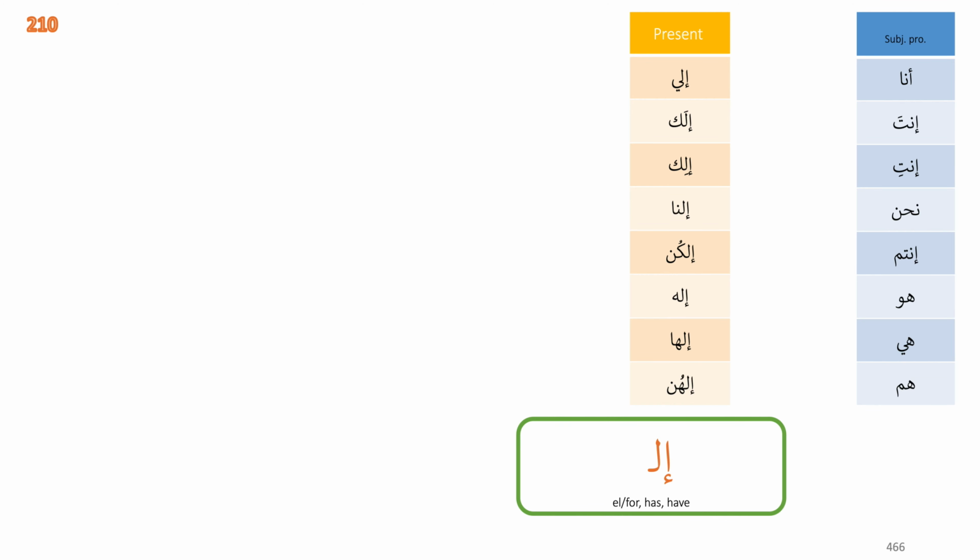The conjugation of il is similar to bid and other auxiliaries. So what would you do? You add those possessive pronouns to the end of il, and then the meaning changes completely. So ili, I have. Ilak, you have, masculine. Ilik, you have, feminine. Ilna, we have. Ilkon, you have, group of people. Ilo, he has. Ila, she has. Ilhon, they have.